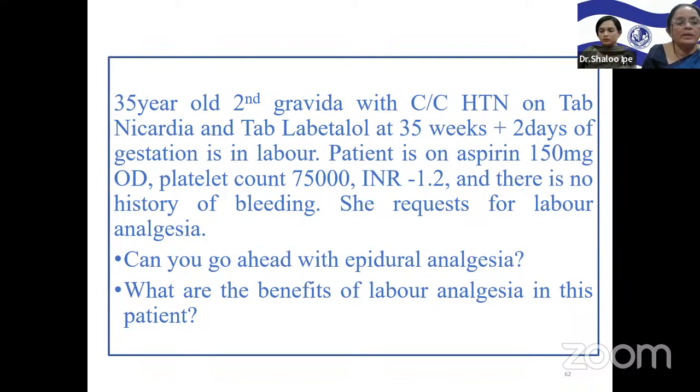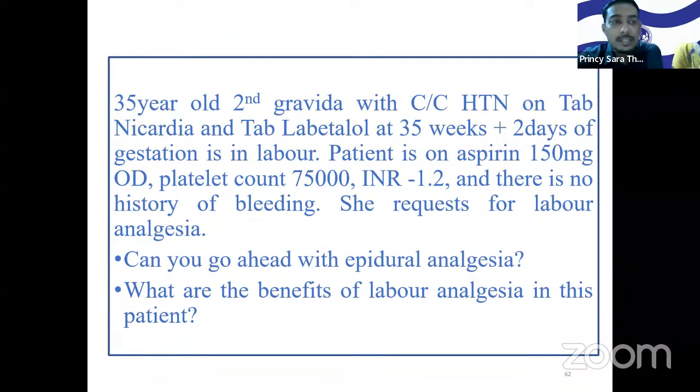Now you have another case scenario. This is a 35-year-old second gravida with hypertension, on tab nicardia and tab labetalol, at 35 plus 2 days of gestation, in labor. The patient is on aspirin 150 milligram OD. Platelet count is 75,000, INR 1.2, and there is no history of bleeding. She requests labor analgesia. My question is, can you go ahead with epidural analgesia? If so, what are the benefits of labor analgesia in this patient?